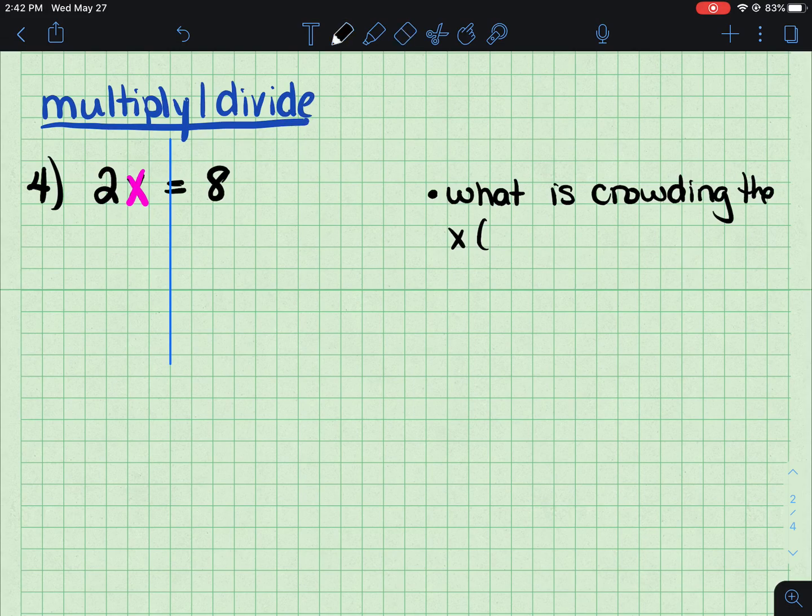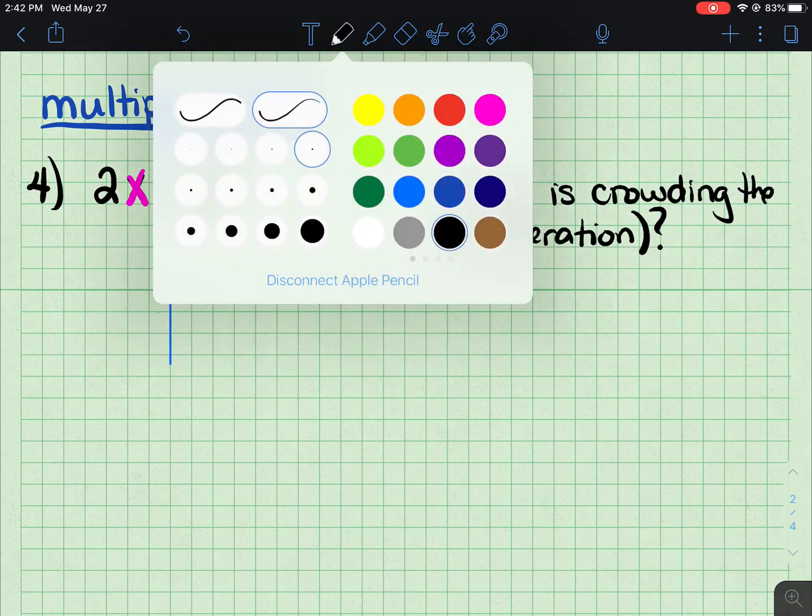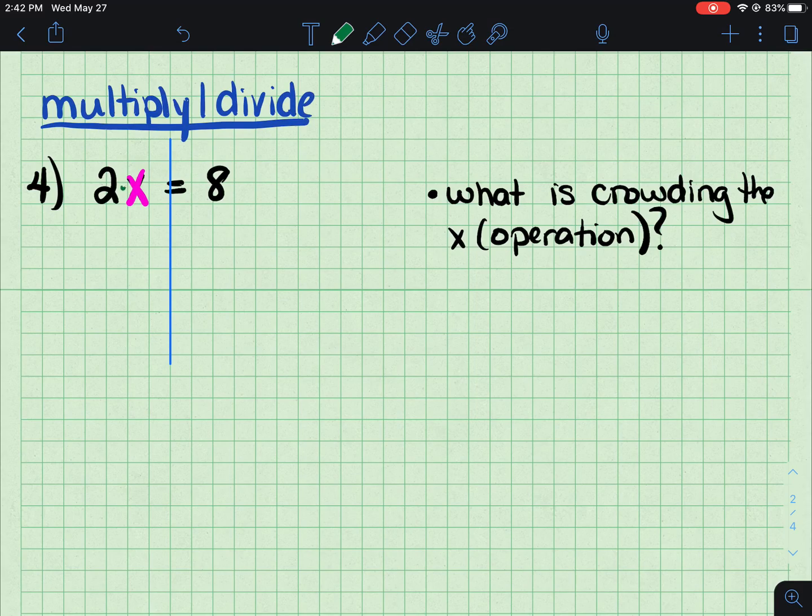Operation. In this case, if you're not sure what this is, if a number and a letter are next to each other, or 2 letters are next to each other, there is actually an invisible dot in here. You're going to learn a lot about invisibility here in algebra. There's an invisible dot. So we are actually multiplying the x by 2. So multiply by 2 is what we're doing here.